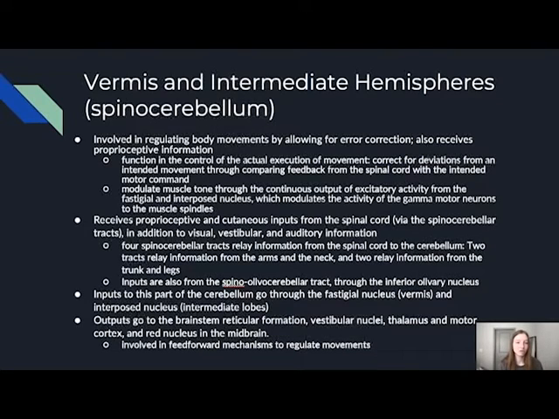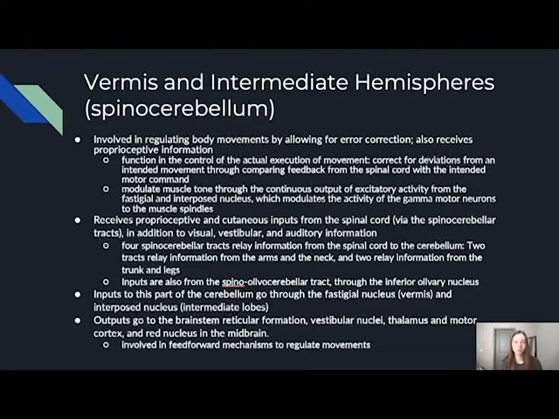And then it also helps to modulate muscle tone through the continuous output of excitatory activity from the fastigial and interposed nuclei. So these nuclei modulate the activity of the gamma motor neurons to the muscle spindles in order to modulate that muscle tone. This area receives proprioceptive and cutaneous inputs from the spinal cord via the spinocerebellar tracts, as well as visual, vestibular, and auditory information.